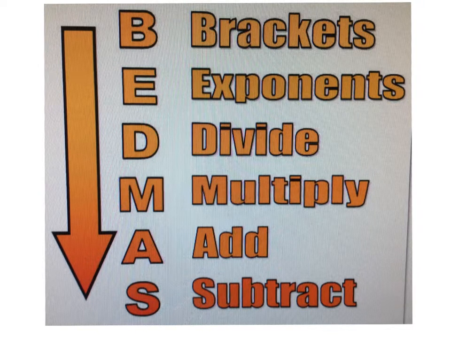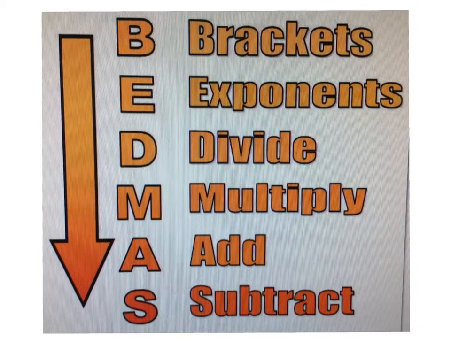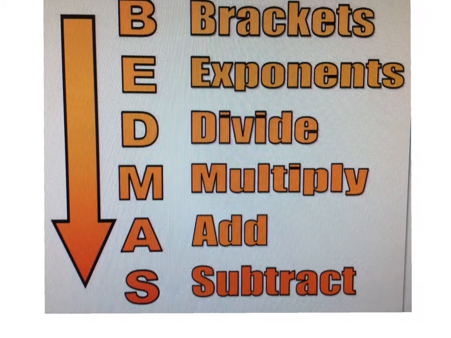BEDMAS is an acronym to help us remember the order that we have to do operations in order to get the right answer for a multi-step problem. If we start by completing the brackets in a question first, and then move on to the exponents, then we can divide and multiply in the order in which the operations occur in the question, and then the last step is to add or subtract in the order that the operations occur in the question.